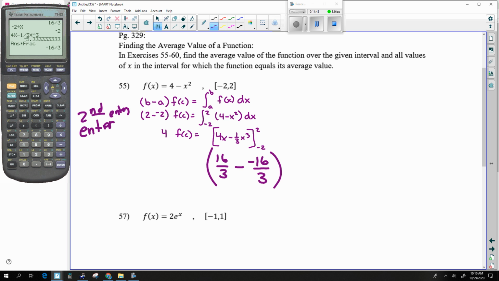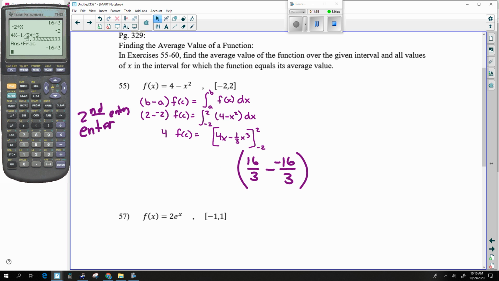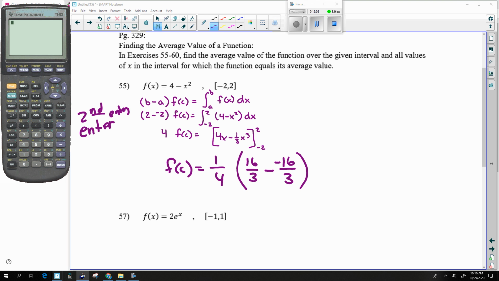Okay. So that is the evaluation of that integral. And now what I'm also doing is I'm going to bring over the 1/4. I divide by 4. All right, so all together now, the inside is going to be 16/3 minus negative 16/3, and then I divide by 4. So this average value is equal to 8/3.